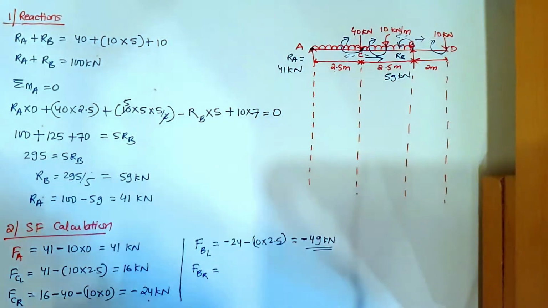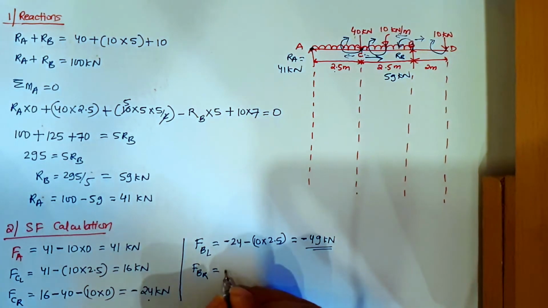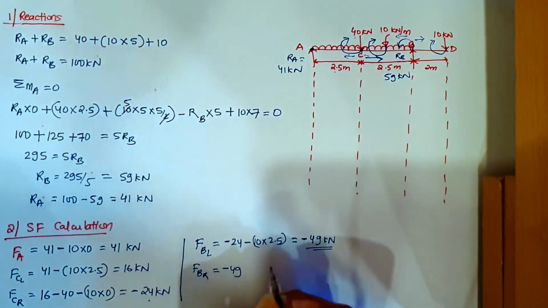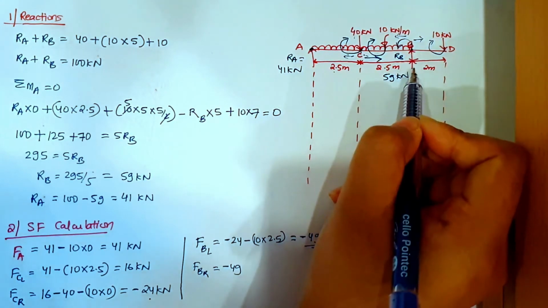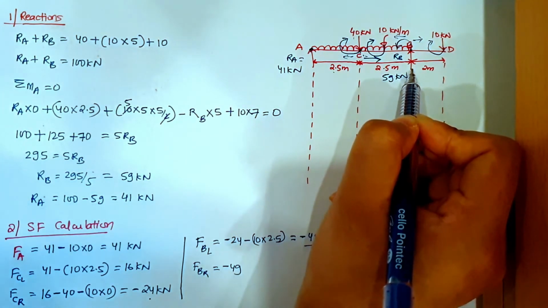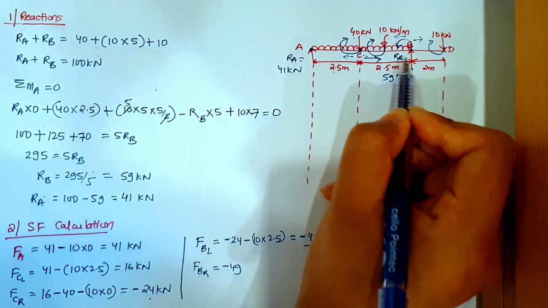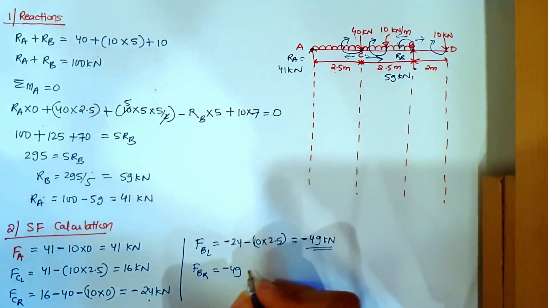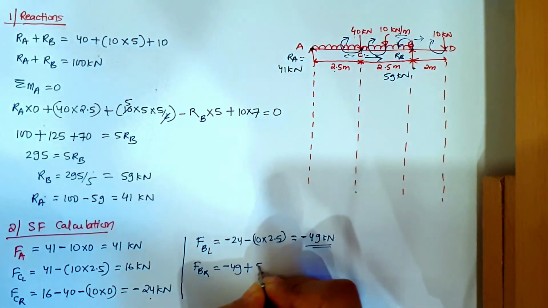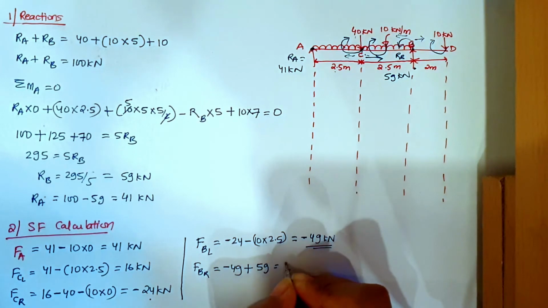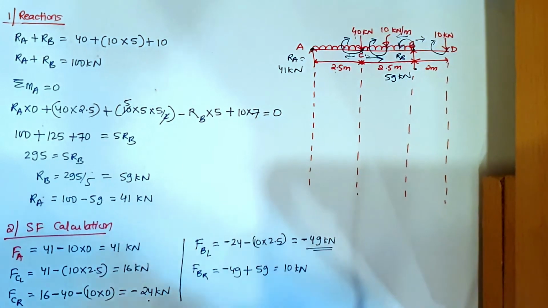ये direction पे कितना होगा? It will be coming equal to minus 49. अब B के right below B there is a support, और वहाँ पर reaction RB आ रहा है, और ये नीचे से ऊपर जा रहा है, तो it is plus 59. So this is coming equal to 10 kilonewton.